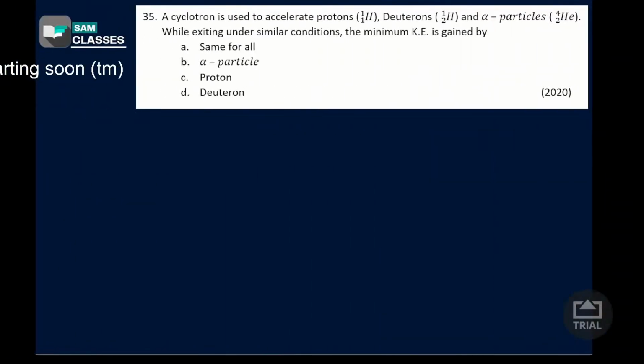A cyclotron question. Let's see fast. Try everybody, you just have 2 minutes. Clear everybody? Do not get confused. Inside it is directly proportional, so it will be a straight line, and outside it is inversely proportional. Nothing more than that, okay?